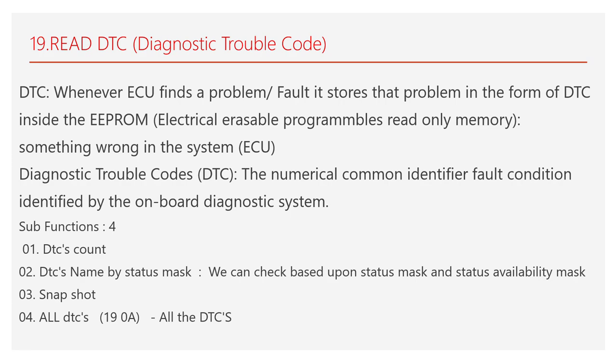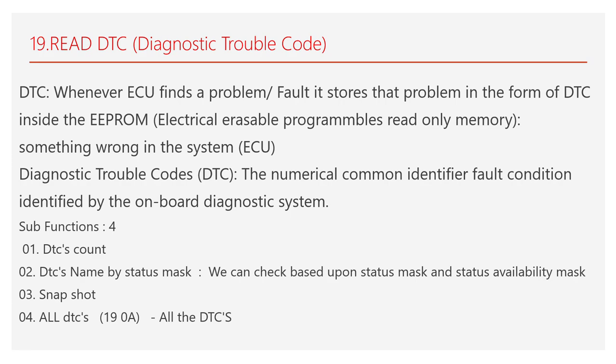When we use this 19 service while checking the original vehicle, it shows how the DTC occurred, where the fault is, and how the fault occurs. All this information is stored in the EEPROM.